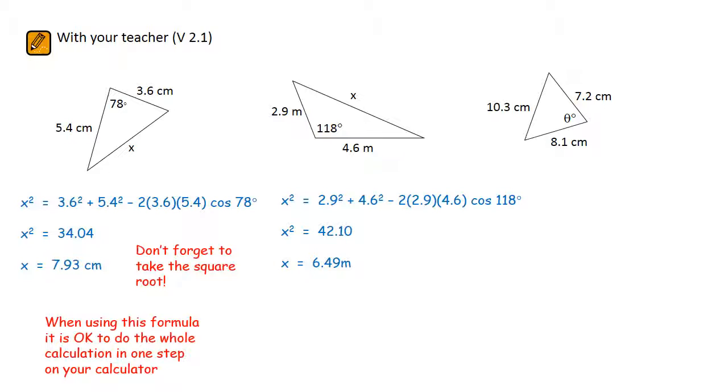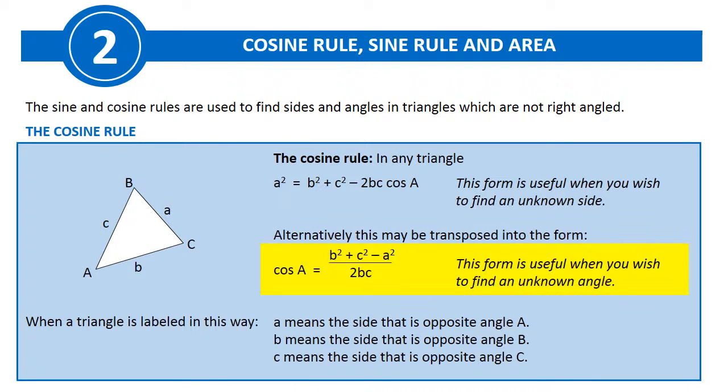Now let's return to the other form of the cosine rule, which is useful when you wish to find out an unknown angle. For this, you need to know all three of the sides. And take a look at the formula. Look at the numerator in particular. We've got b squared plus c squared minus a squared. In this formula, b and c are the two sides which form the angle which you're trying to find. And a is the side which is furthest away or opposite the angle which you are trying to find.